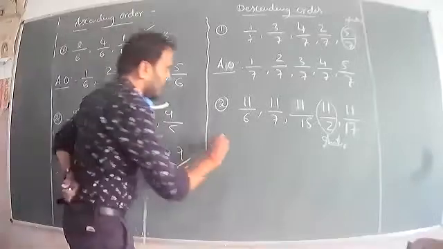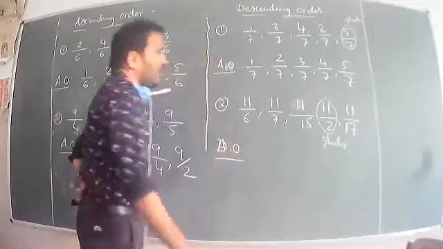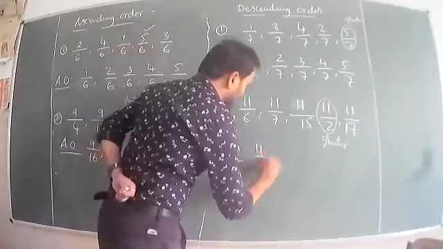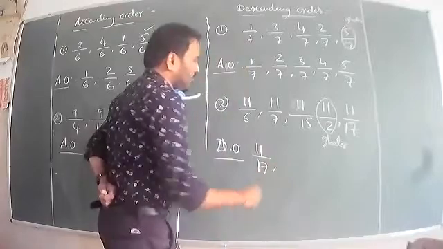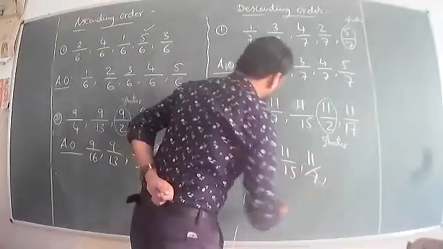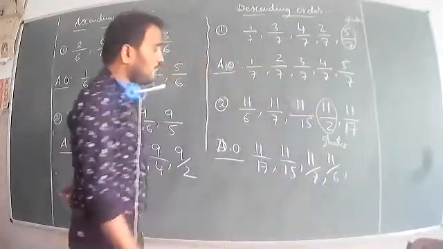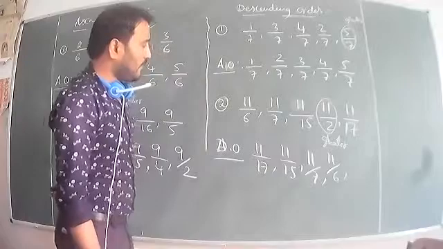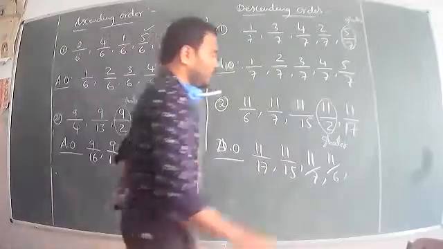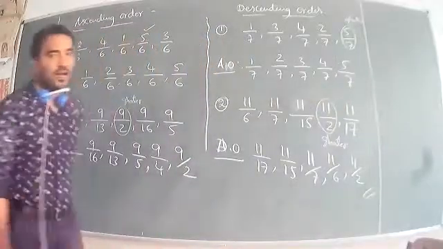Now arrange in descending order. Now write: 11 by 2, next 11 by 6, 11 by 7, next 11 by 15, finally 11 by 17. So these are the answers.